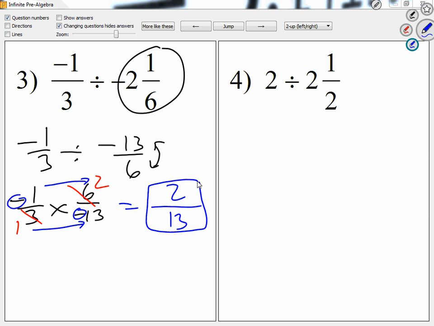If my number on the top was bigger, divide, change it to a mixed number. Right? If the number on top is bigger. And there will be some questions where you guys have to do that.